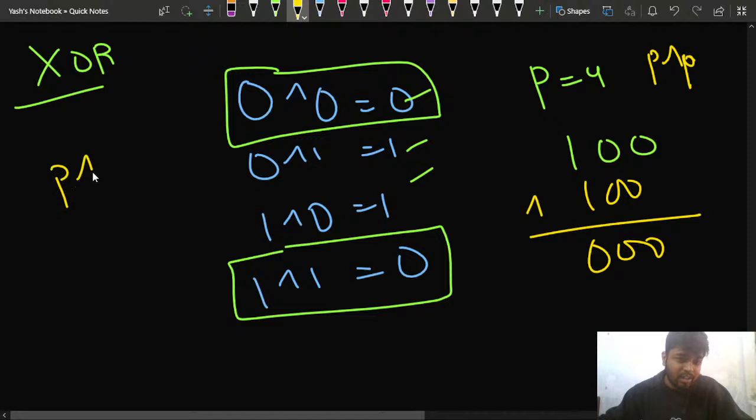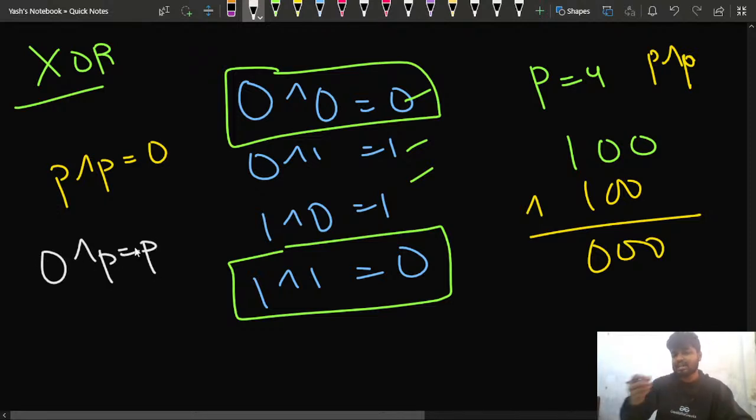So that's what I'm saying, if p XOR p are the same numbers, like p is a number, and if I do p XOR p, I'll get nothing but 0, right? This is something that I will get. So that's one observation. Now another thing that I need to understand, if I do 0 XOR p, I'll get p, right? These are the things that you need to understand.